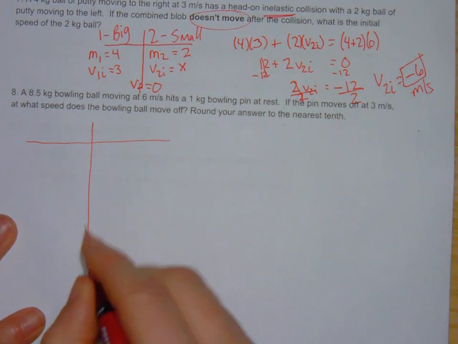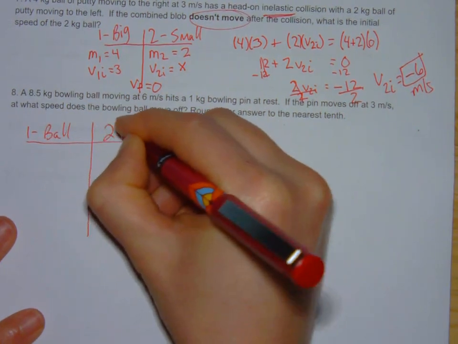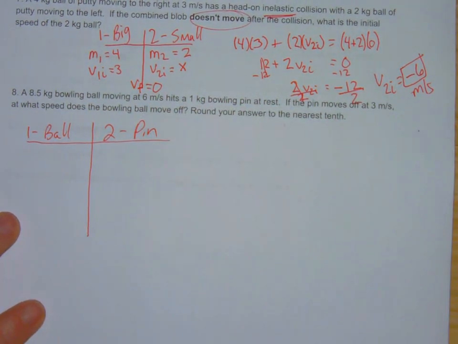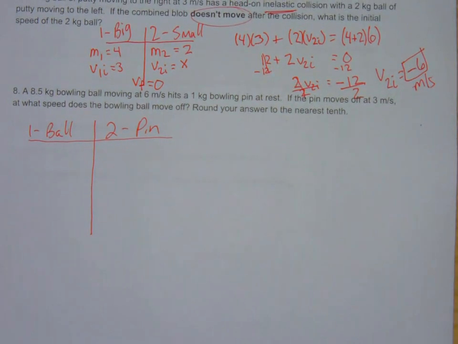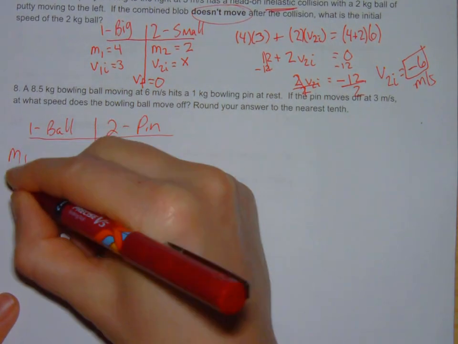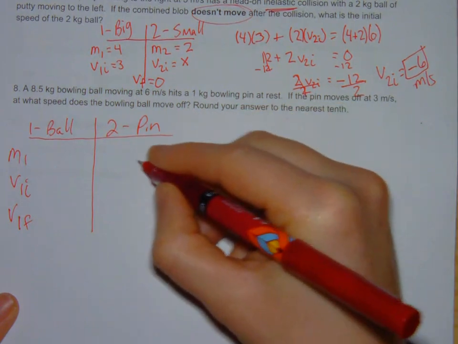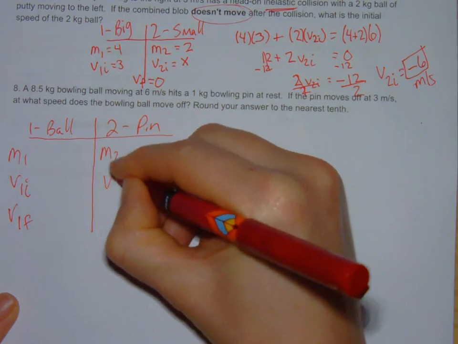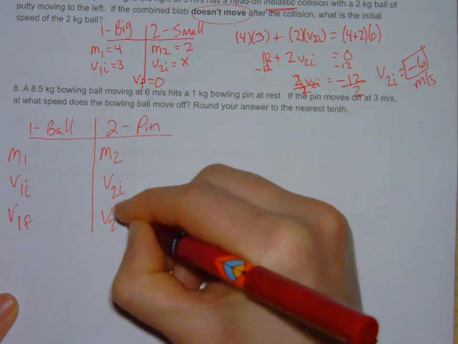The table is almost the same. We pick one object to be object 1 and the other to be object 2. I'm just going to have the ball be object 1, the pin be object 2. It would be really, really smart just to pause me right now and see if you can do it. Okay, after going through the first one, there's not a ton of difference here. You look at all the subscripts that have a 1. You put them under the ball side. All the subscripts with a 2 go on the pin side.